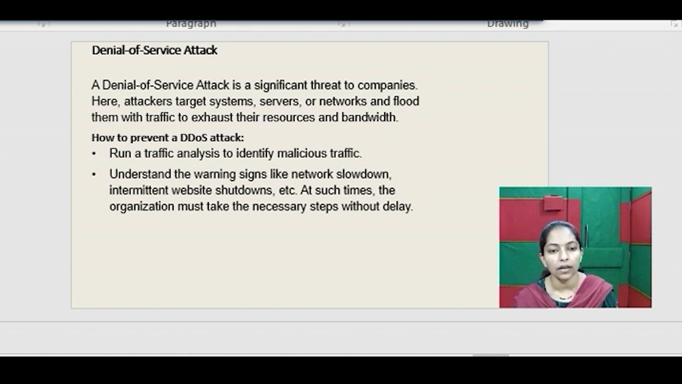And how to prevent this attack? Run a traffic analysis to identify malicious traffic. Understand the warning signs like network slowdown, intermittent website shutdowns, etc. At such a time, the organization must take the necessary steps without any delay.